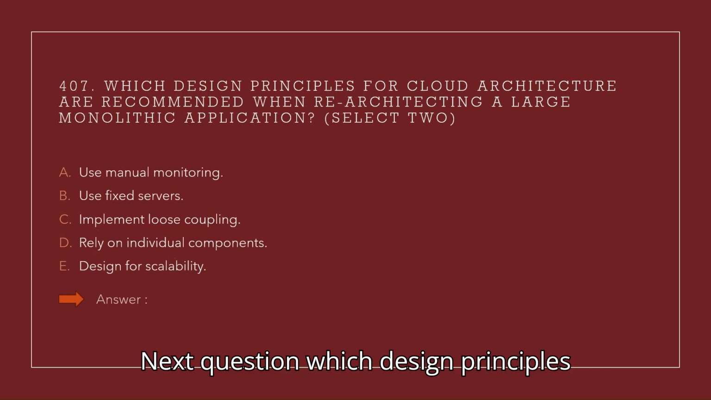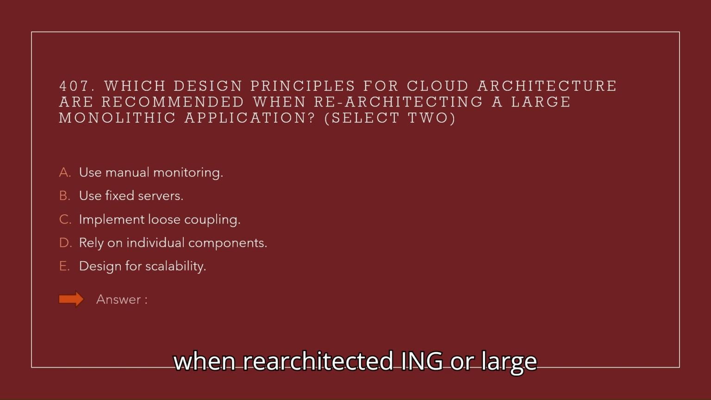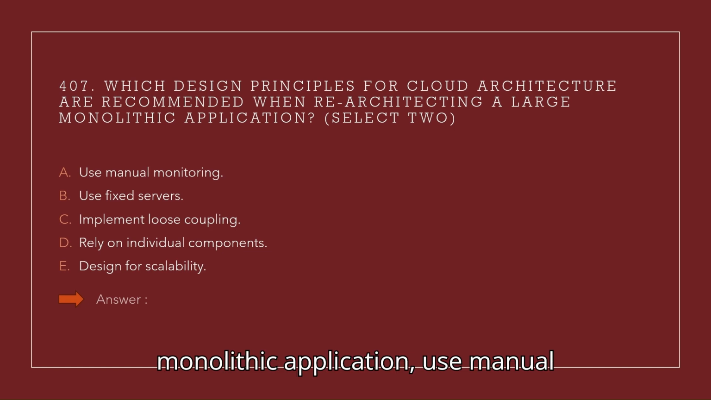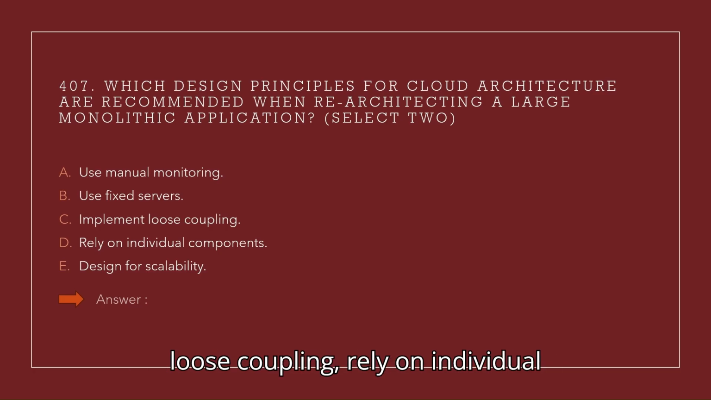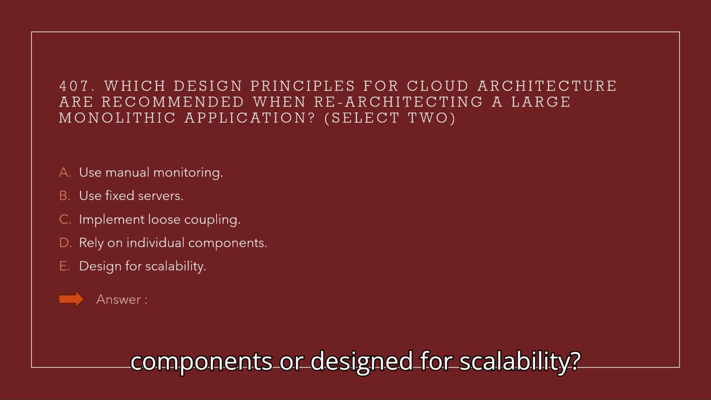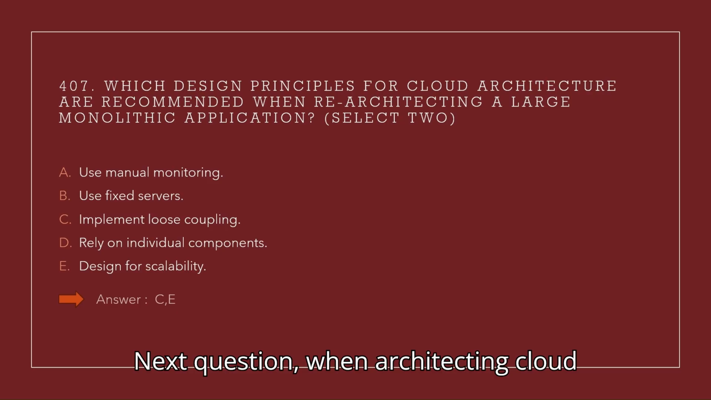Next question. Which design principles for cloud architecture are recommended when re-architecting a large monolithic application? Use manual monitoring, use fixed servers, implement loose coupling, rely on individual components, or design for scalability. So, two recommended options are C, implement loose coupling, and E, design for scalability.